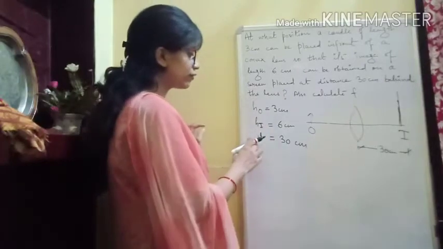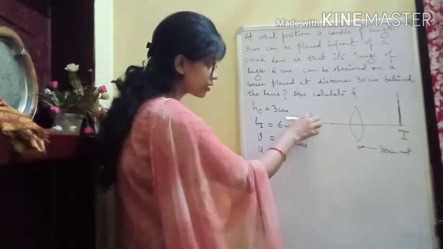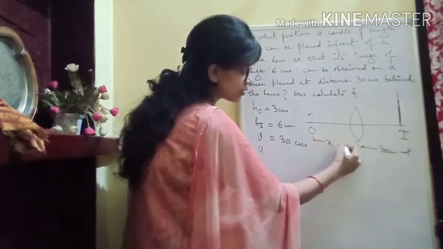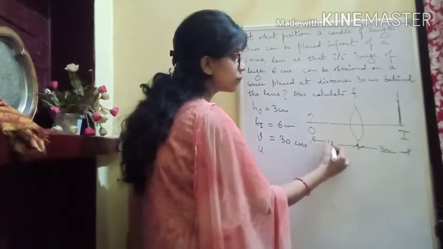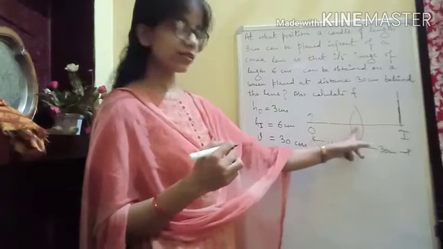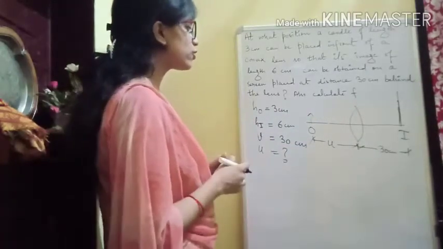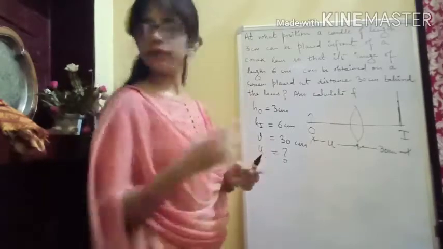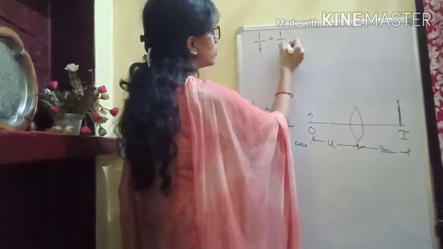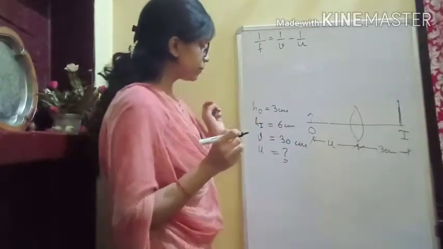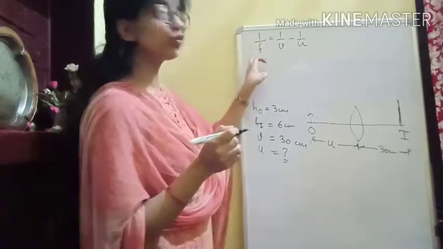So this V is there, and at what position a candle, that means we have to calculate where this candle is. That means what is this distance, let us say it is X, or you can call it U, as we denote the position of the object from the optical center. So this we have to calculate. I hope this is clear now. To calculate, we have to use the formula. The lens formula is 1 upon F equals 1 upon V minus 1 upon U. That means to calculate U, we need to have V, which is given, but we don't know F first.